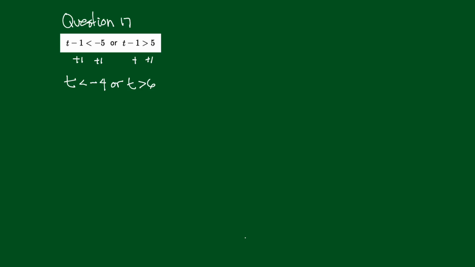All right, so here's what we have now. Here's the inequality form. So the values of t that are going to make this work are either strictly less than -4 or greater than 6.